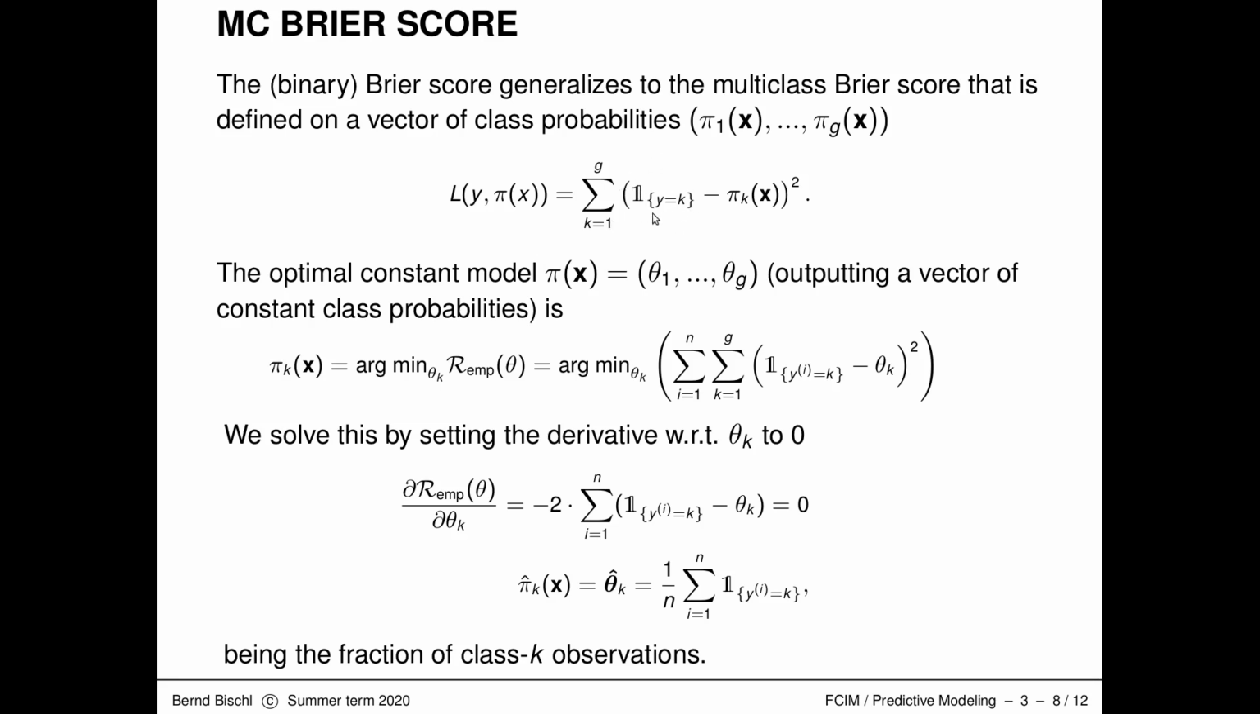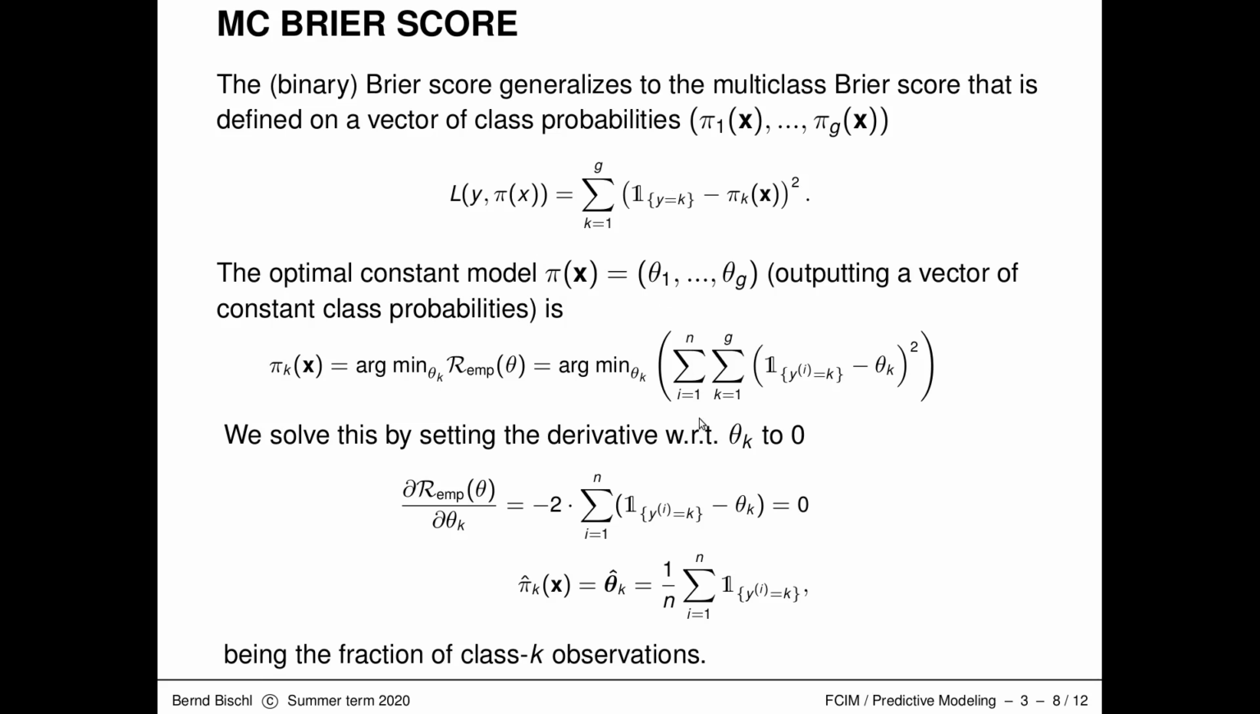We transform our class into such a 0-1 one-hot encoding. We take the difference with respect to the predicted class, square everything and sum it up. So that's again, also in the multi-class case, kind of an L2 loss between posterior probabilities and observed class labels encoded as 0-1. And again, we can now ask ourselves, what's the optimal constant model? So such a g-dimensional constant vector here that reflects or models these posterior probabilities under this multi-class Brier score function.